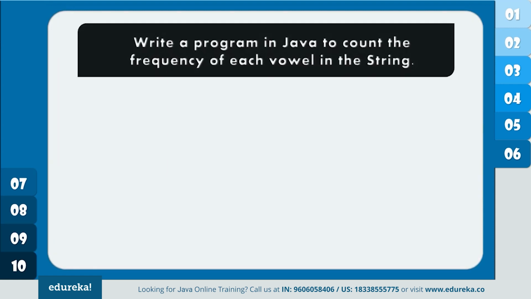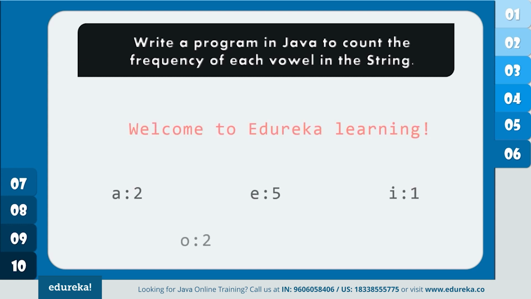Write a program in Java to count the frequency of each vowel present in the string. So in this particular statement, I have to count the vowel's frequency, that is, occurrences of a vowel in the given statement. Let's see how to do that with the help of the code.